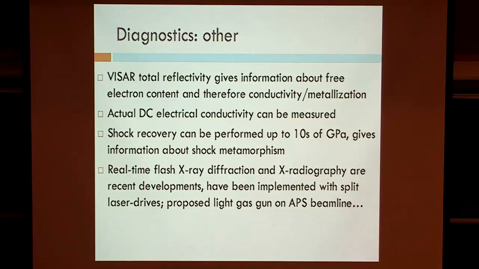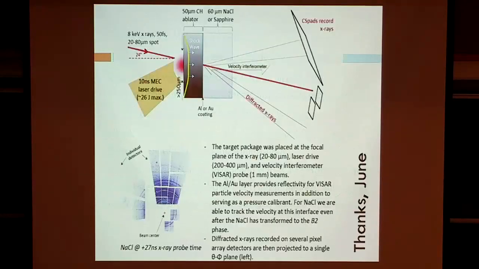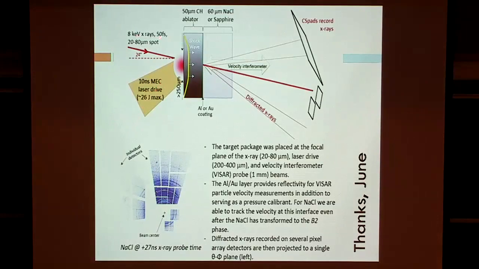What's recently become practical, and June just sent me this slide at 8:59, is transient X-ray diffraction of the shocked material in the shocked state. You do this at a place where you have either a gigantic laser, which you can use to drive a shock and also to illuminate a backlighter and get X-rays, or at a place that has a gigantic X-ray beam and a relatively small laser, like SLAC. As the shock is propagating through the sample, you get X-rays going through the sample.